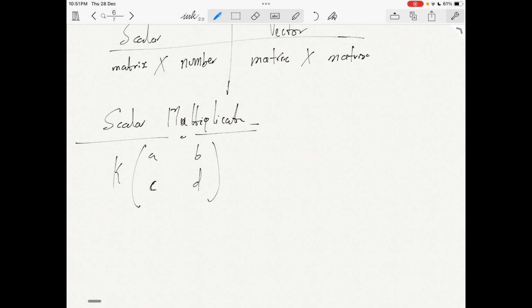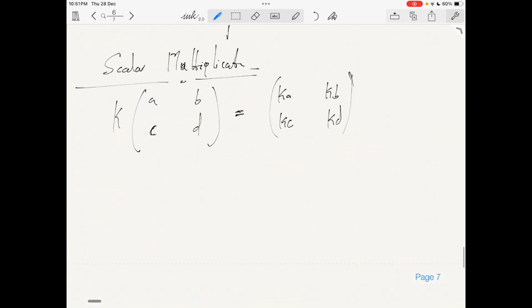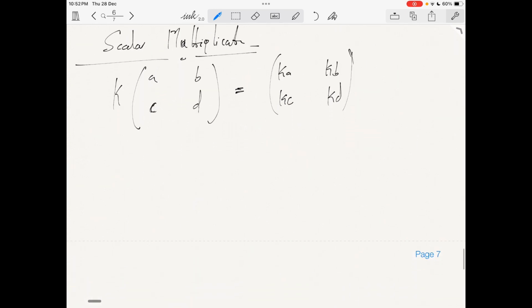Now in this case, all I just have to do is to multiply each element of my matrix by k. So this will give me kA, kB, kC, and kD. Once I have multiplied each element by k, then it is sorted out. So now let's take, for instance, 2 multiplied by 1, 2, 3, 4. Okay, this is a scalar multiplication.